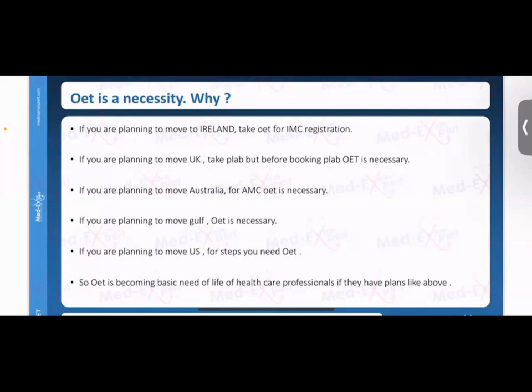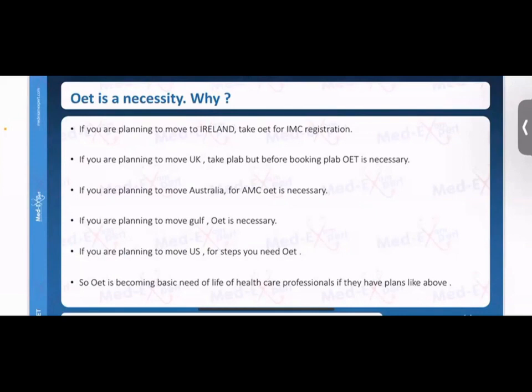So what you have to do is take proper guidance and proper guidelines for taking this exam. I told you that it is not a very easy task, and you must have proper orientation of all four modules. It is not like that only the listening of the OET is difficult and you can pass the other modules very easily. No, it is not like that.